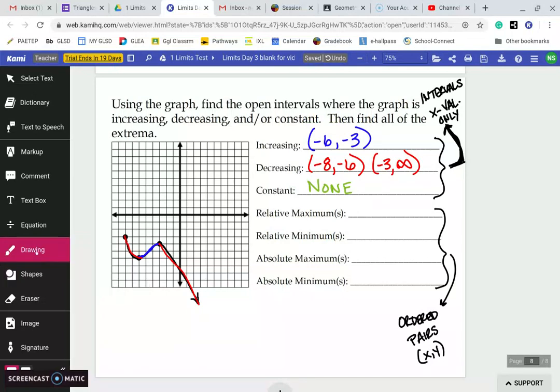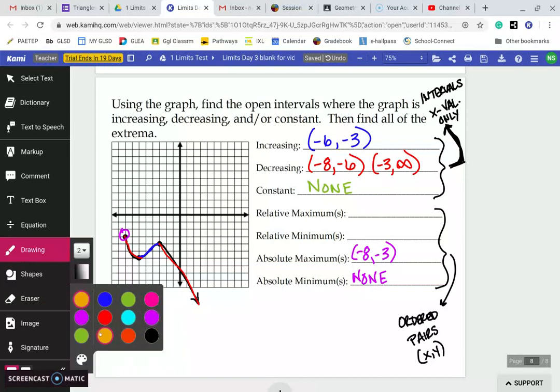Now, my absolute maximums and minimums. Okay, there is no absolute minimum because it goes down forever. But there is an absolute maximum. This point here is my highest point. So that's the point -8, -3. Now, relatives, I actually do have one of each.